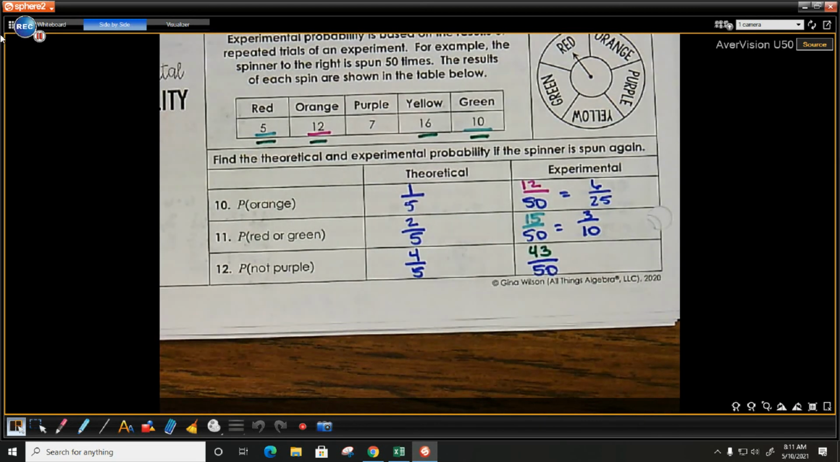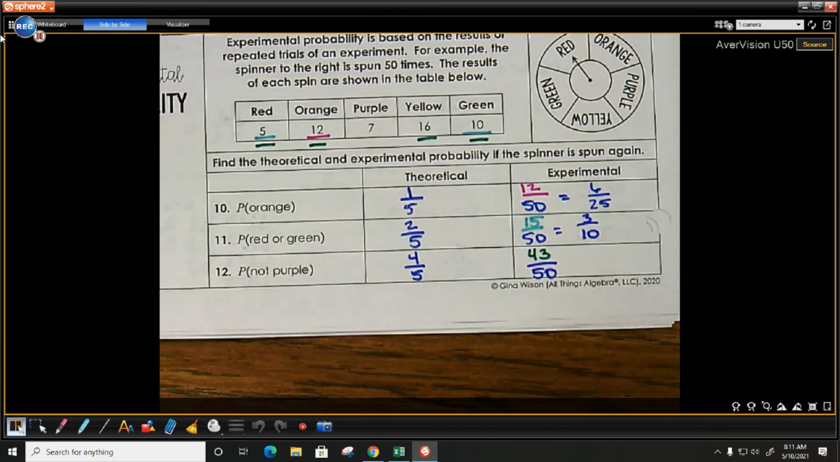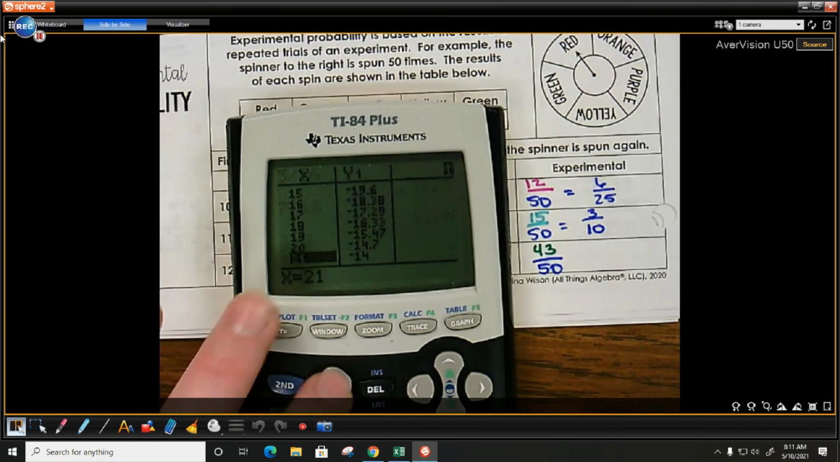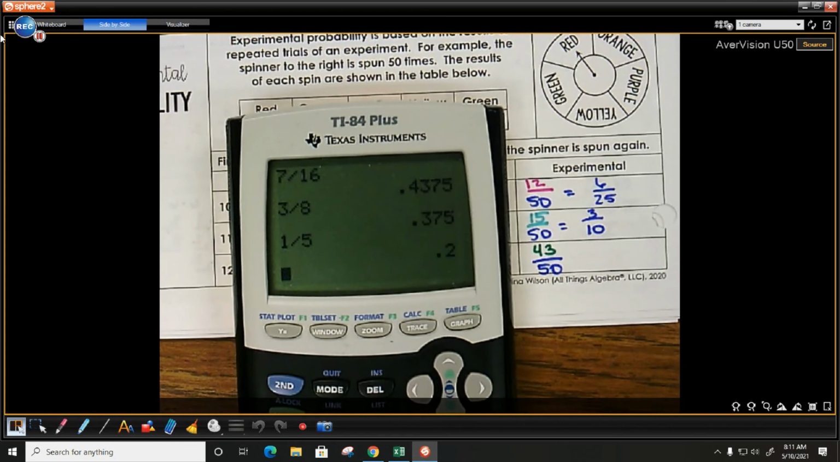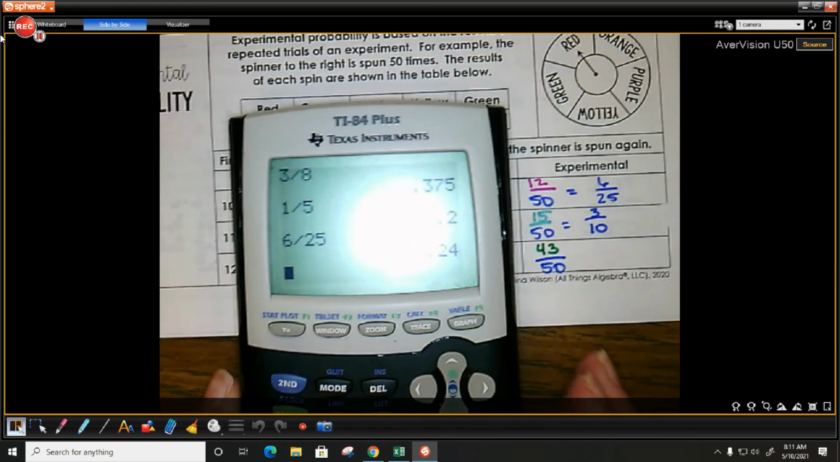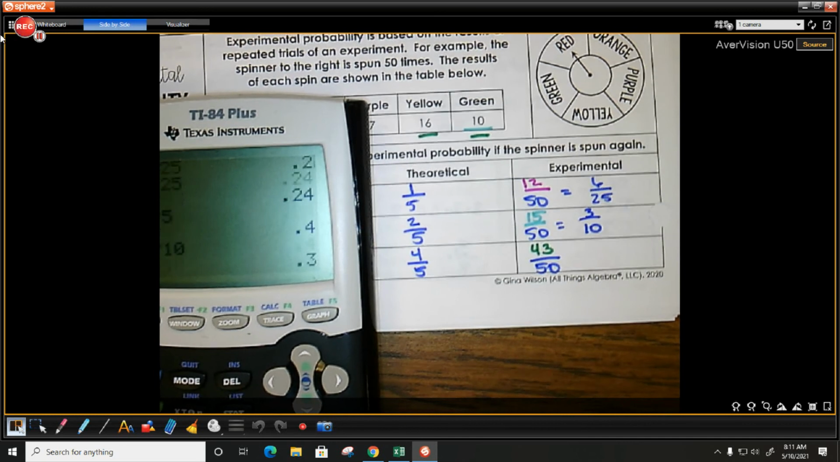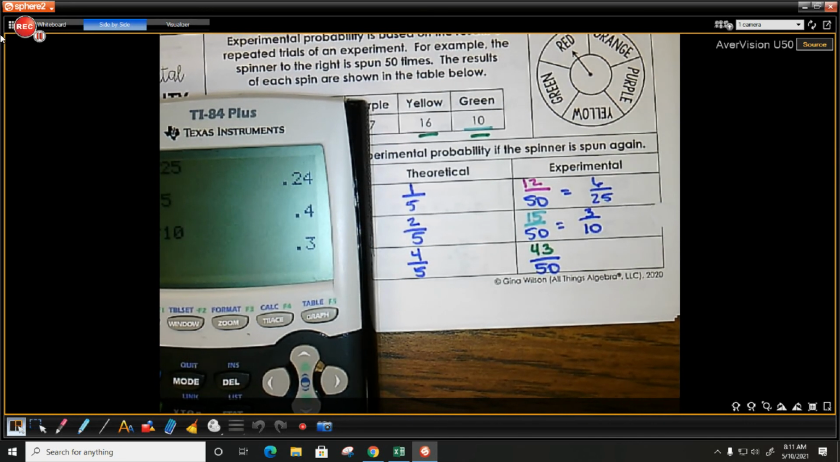Okay, so let's see if 1/5 and 6 over 25 are very close to each other. Are those pretty close? Yeah. Okay. 2/5 and 3 over 10. Are those pretty close? I mean, ish. Okay. And then 4/5 and 43 over 50. Are those relatively close? Yes.